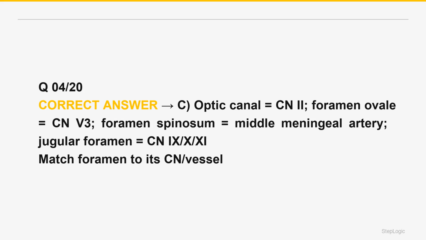A useful memory anchor: standing room only. Superior orbital fissure, rotundum, ovale transmit the trigeminal branches V1, then V2, then V3 in order. Clinically, the foramen spinosum and its middle meningeal artery matter in epidural hematoma, where a fracture tears the artery. The optic canal for CN2, foramen ovale for V3, foramen spinosum for the middle meningeal artery, and the jugular foramen for CN9 to XI is the correct set of pairings.